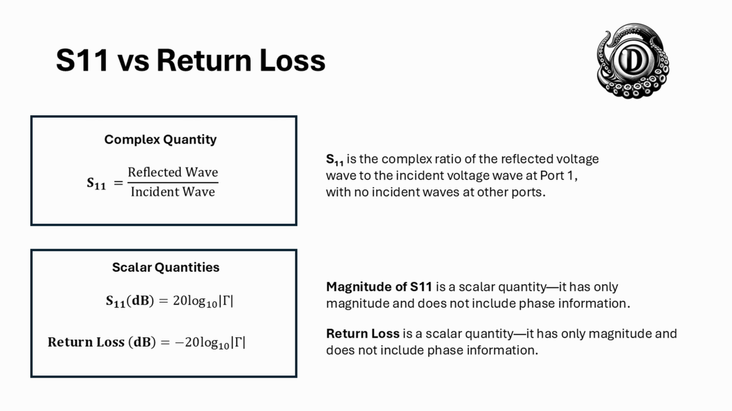Simply put, S11 in dB has the opposite sign of return loss. This relationship makes intuitive sense because return loss already implies the negative effect. If you're watching football and your team loses by 3 points, you'd say, "We lost by 3 points," not "We lost by minus 3 points."